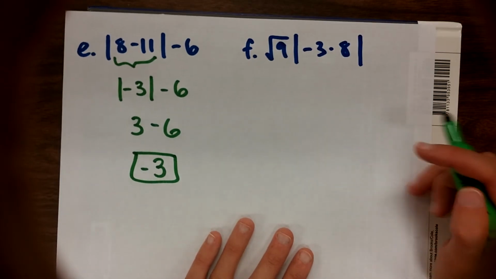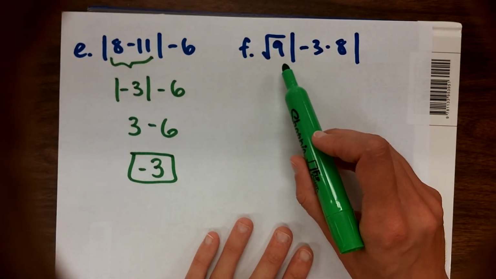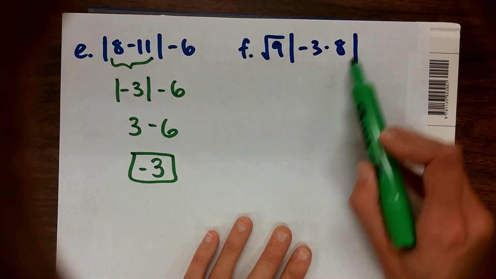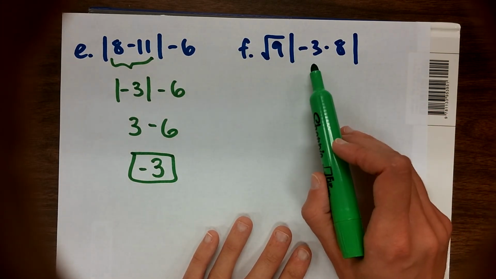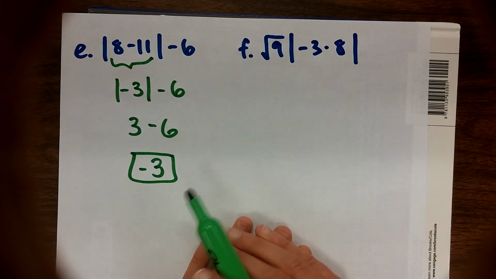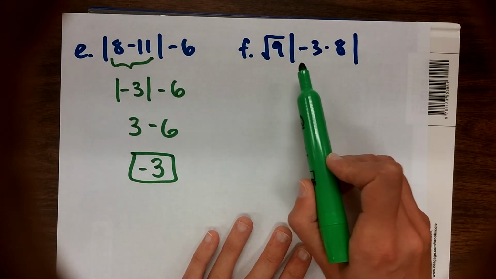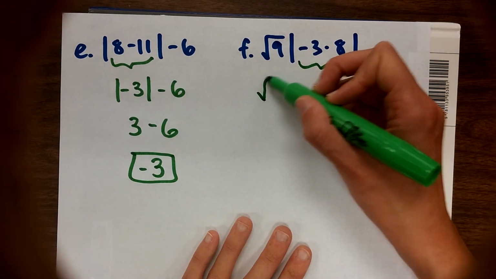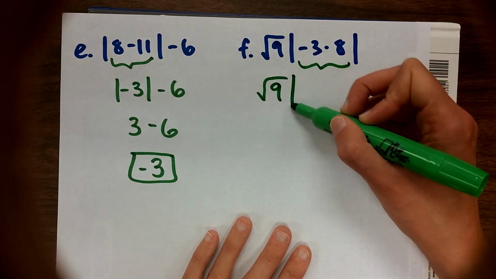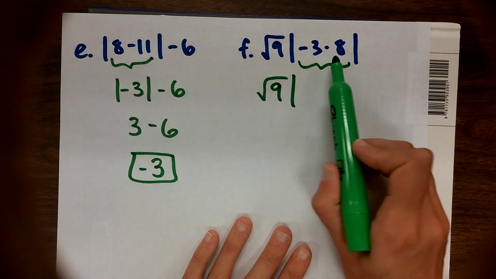And then F, we have the square root of 9 and then it's right next to these absolute value bars. So it's being multiplied by the absolute value of negative 3 times 8. So again, absolute value bars are kind of like parentheses. We want to evaluate what's in here first. So I'm going to rewrite my square root of 9. I still have the absolute value bars, but I'm going to simplify what's inside.